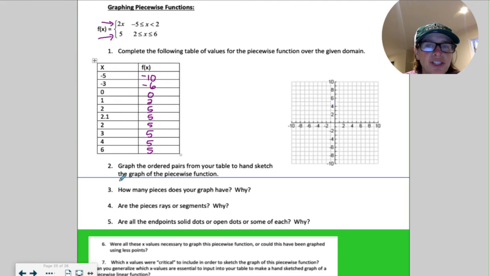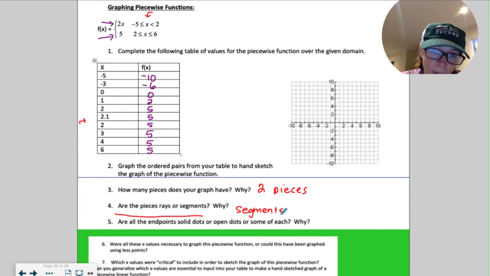And so now let's answer some of our questions before we get to our graph so we really understand what's happening here. So we plotted the ordered pairs. But before I want to graph, I want to look at how many pieces of the graph we have. So we know that our graph's going to have two pieces because there are two specific functions. There's f of x equals 2x, and there's f of x equals 5. Now, the big question here, are the pieces rays or segments? Well, because these are compound inequalities, these are actually going to be segments. So that's important, okay, segments. Why? Because we have compound inequalities.